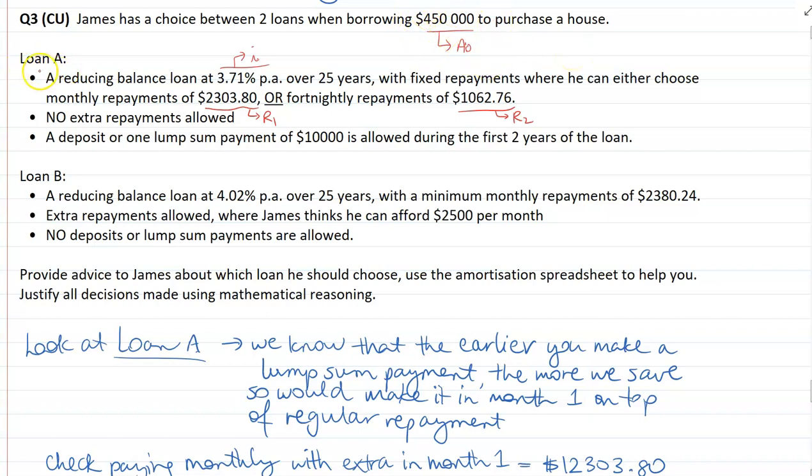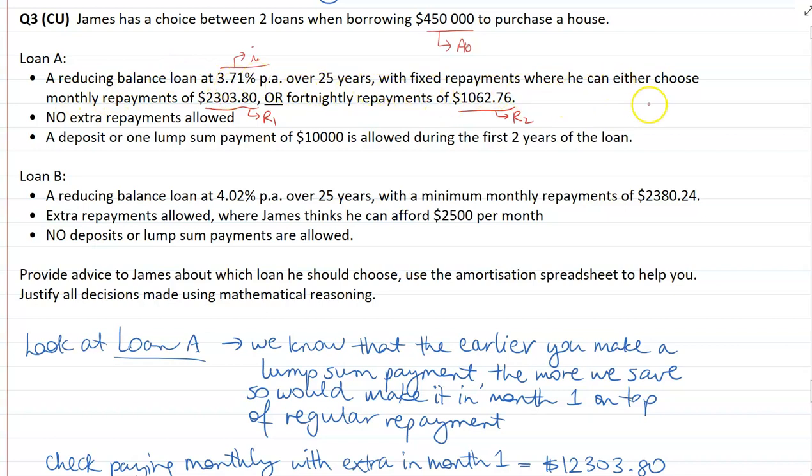So with loan A, you can see there's a list of conditions. Same with loan B. So as part of your response, you should be investigating these conditions. In loan A, we're told it's a reducing balance loan at 3.71% per annum over 25 years.